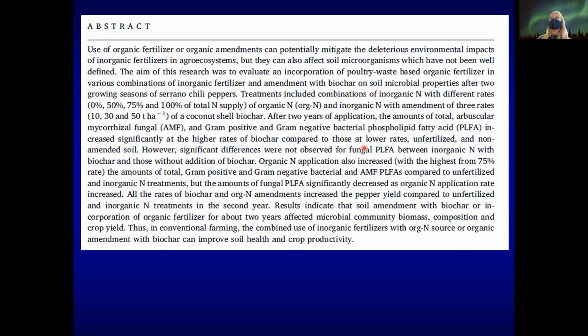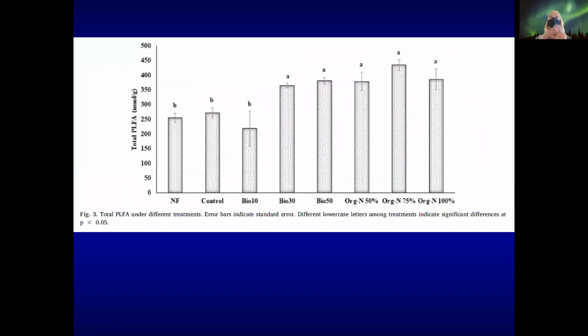I just wanted to show you how they might use some of these techniques we've been learning about. They were looking at using the phospholipid fatty acid to look at gram-negative bacteria, gram-positive bacteria, mycorrhizal fungi. And so they were able to, let me show you a couple of graphs here. So this is total phospholipid fatty acids, and they were just asking the question, when we do different amendments into the soil, what happens to the microbe community?